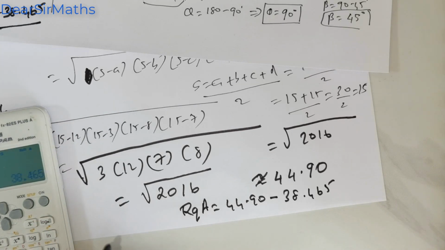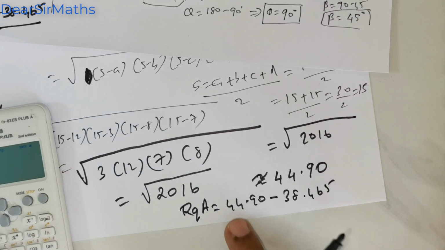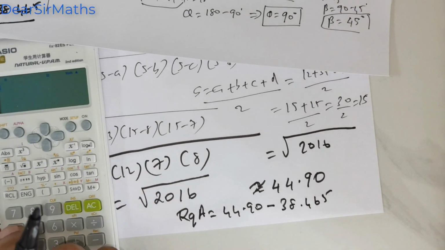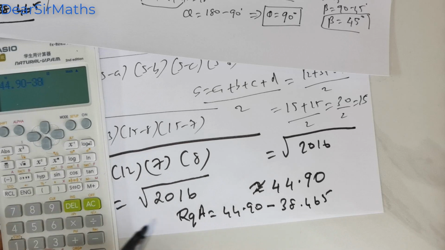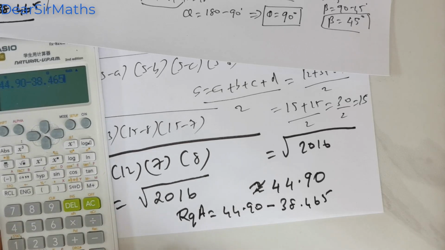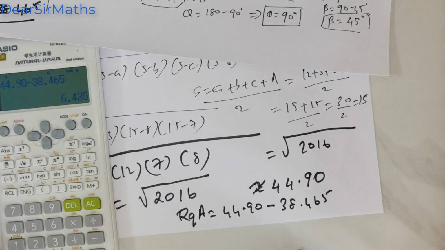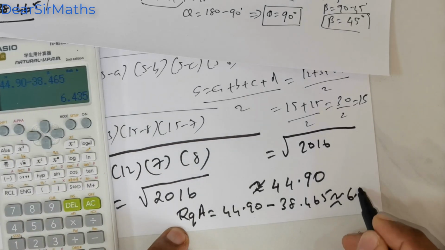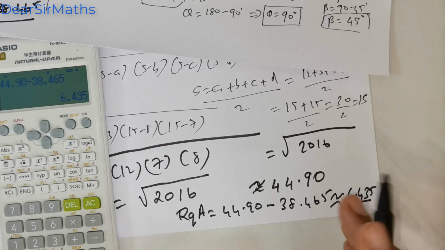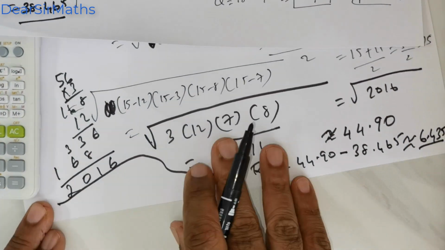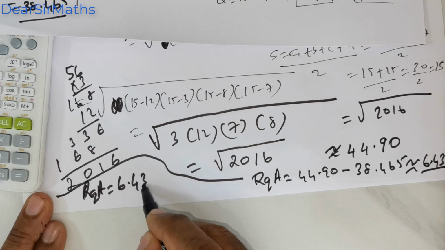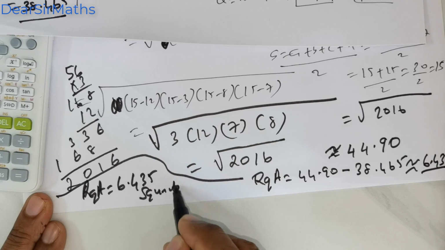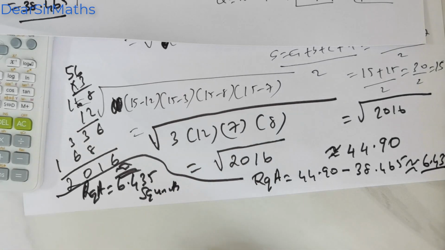Let me get that down. 44.90 minus 38.465. Right, so this is approximately equal to 6.435 square units. So let me write that down here. Required area is 6.435 square units. This is an approximate value, right?